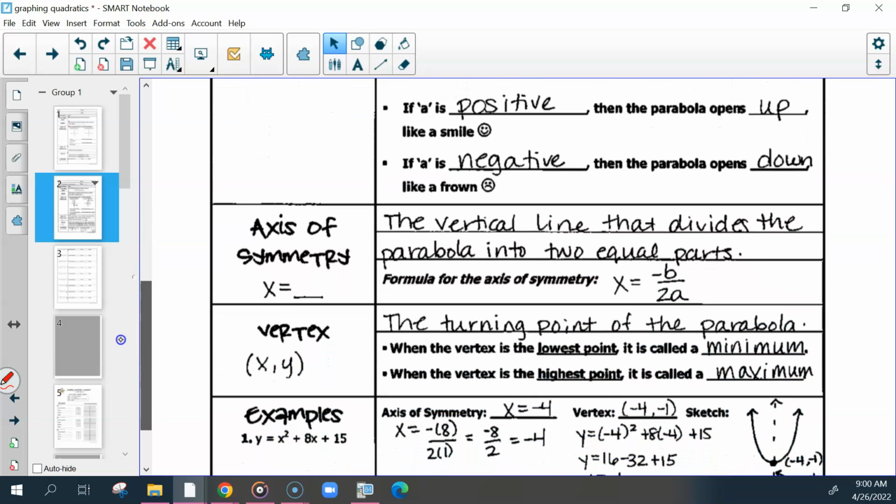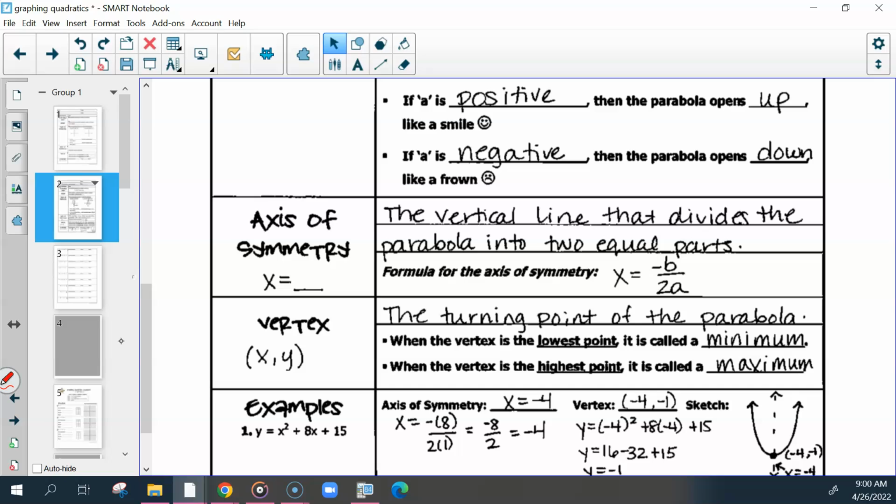That line that you were talking about is called your axis of symmetry. It's a vertical line that divides the parabola into two pieces or equal parts. So we won't actually draw in that line, but you'll be able to see where that line is because it'll kind of split the view in half.